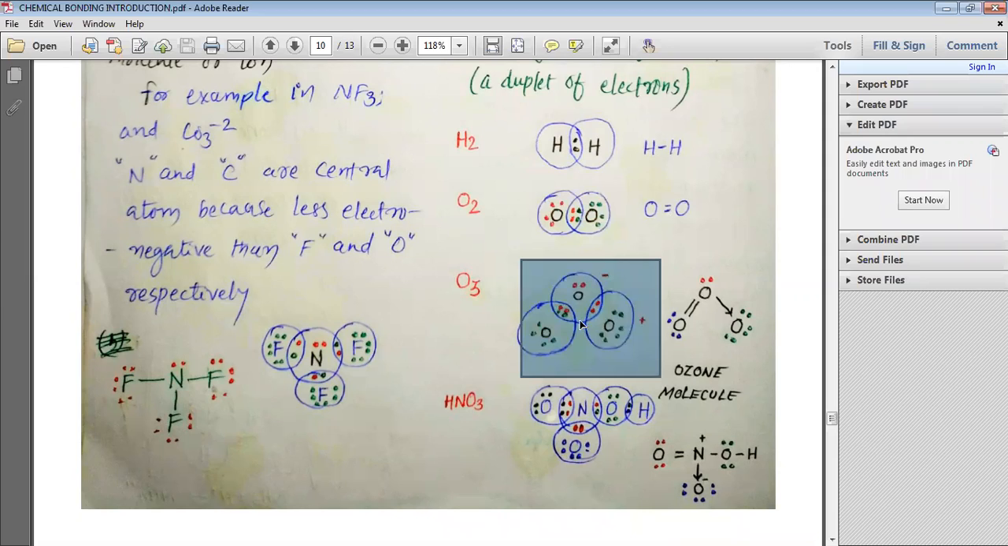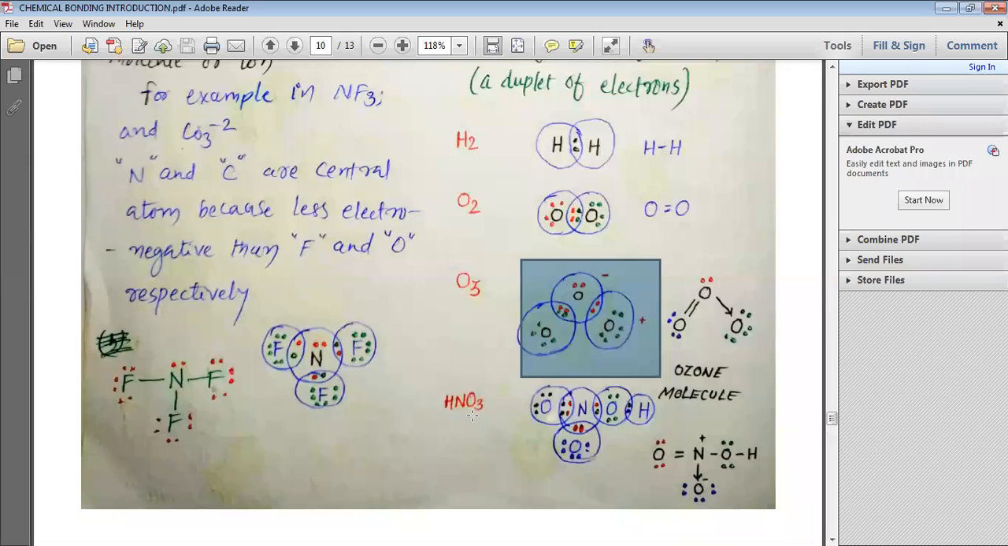See here, ozone is represented with a bond where the electrons are given by one oxygen, and that is why the bond is represented with an arrow. This is the ozone molecule. About the ozone molecule, we will study in detail in the next few pages.